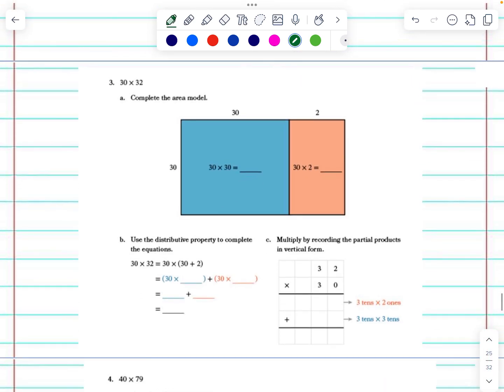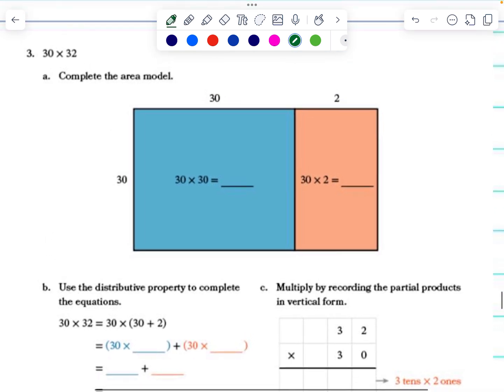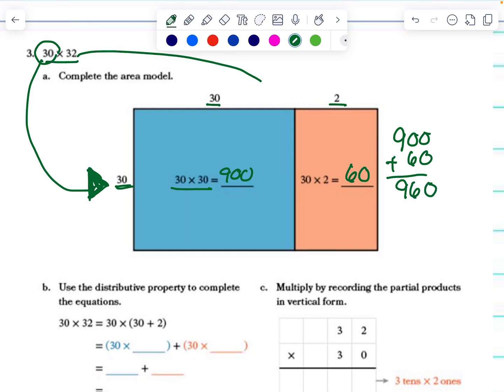Number 3, we're going to start looking at area model. The equation is 30 times 32. So they have decomposed 32 to 30 and 2, and written the 30 on the side. We're doing length times width and getting partial products for these. So we have 30 times 30, which will give us 900. And then 30 times 2, which will give us 60. We add the 2 together, and we get 960.